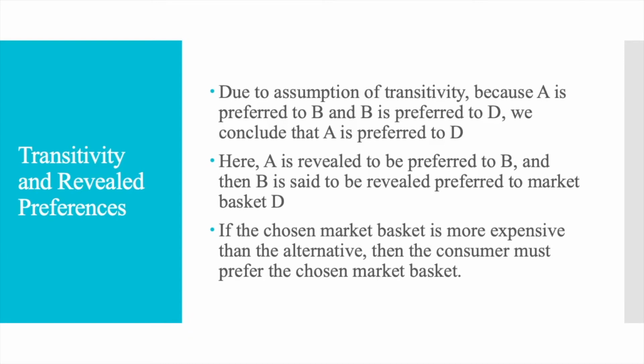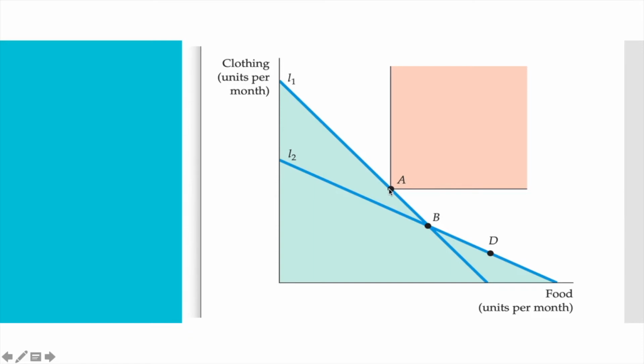I'll explain this further. Here, the market basket A is preferred to all of the baskets that appear in the blue shaded areas. This is because we have already explained earlier that A is preferred to both B and D. However, because both food and clothing are good goods rather than bad goods, all baskets that lie in the pink shaded area in the rectangle above and to the right of A are preferred to A. Thus, the indifference curve passing through A must lie in the unshaded area.